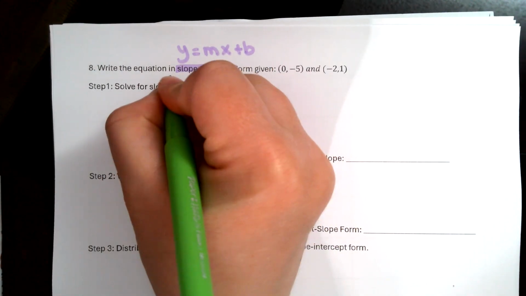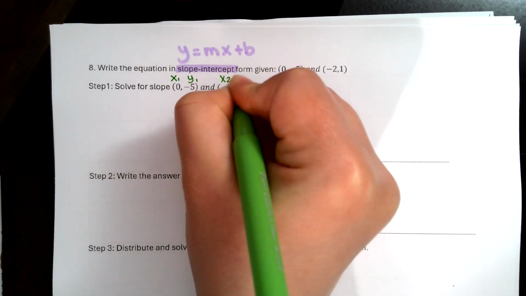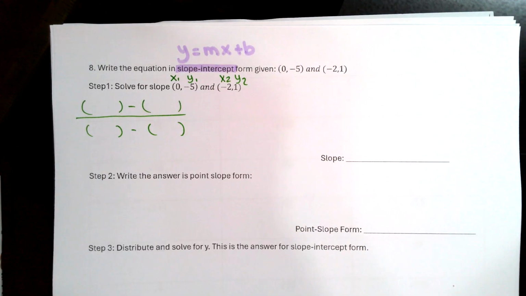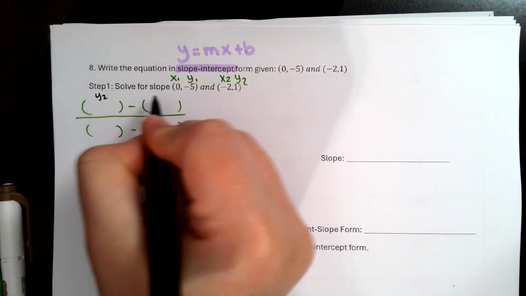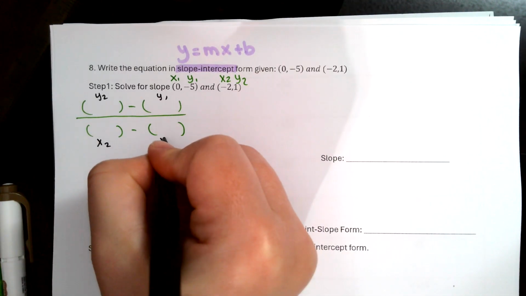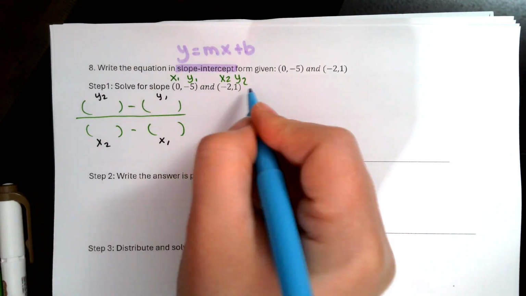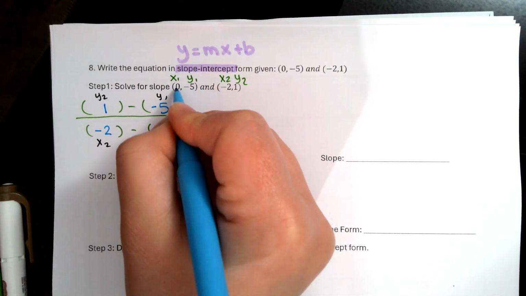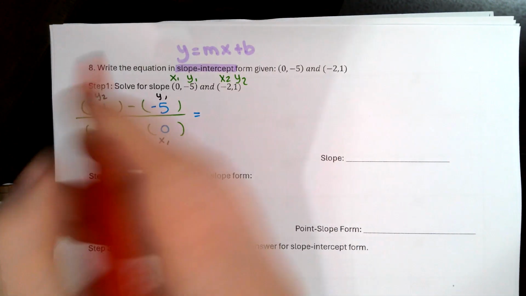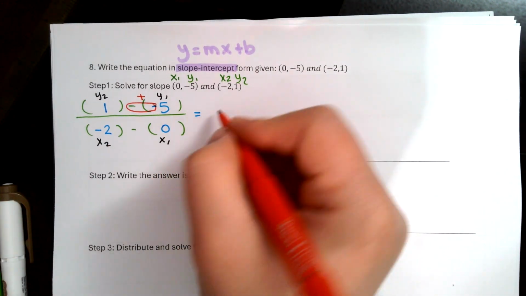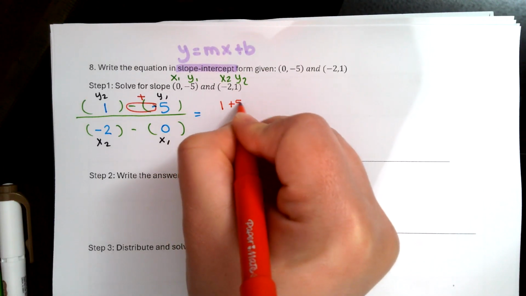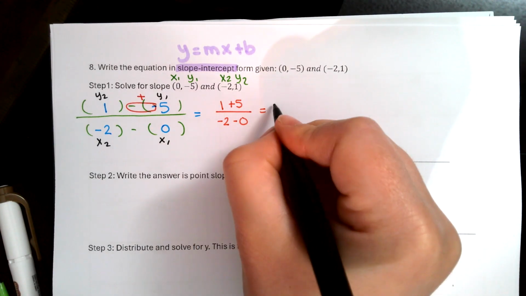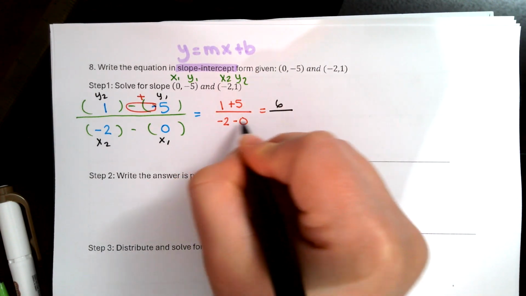So let's go ahead and label our points x1, y1, x2, y2. Write out our slope formula: y2 minus y1 over x2 minus x1. Put in your values. So y2 is 1, y1 is negative 5, x2 is negative 2, x1 is 0. If you have any double negatives, make them into a positive. Looks like we only have one double negative, so we have 1 plus 5 over negative 2 minus nothing. Counters here. 1 plus 5 is 6. Negative 2 minus 0 is negative 2.